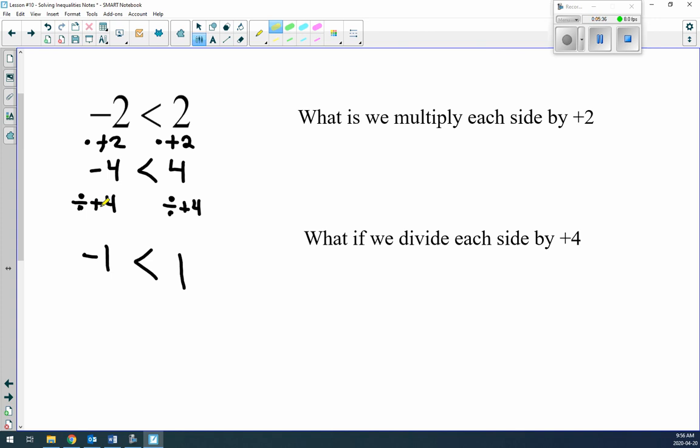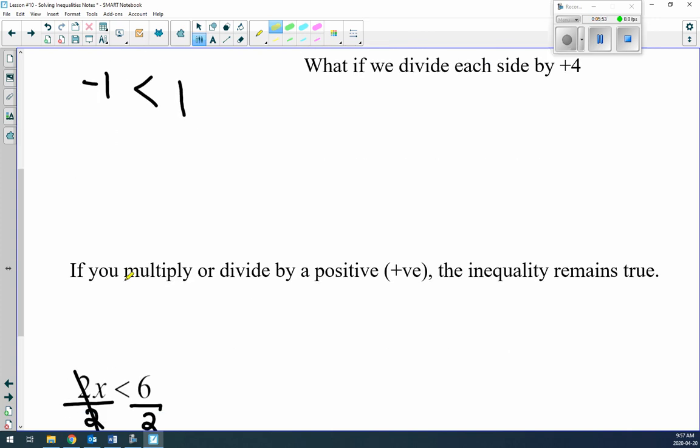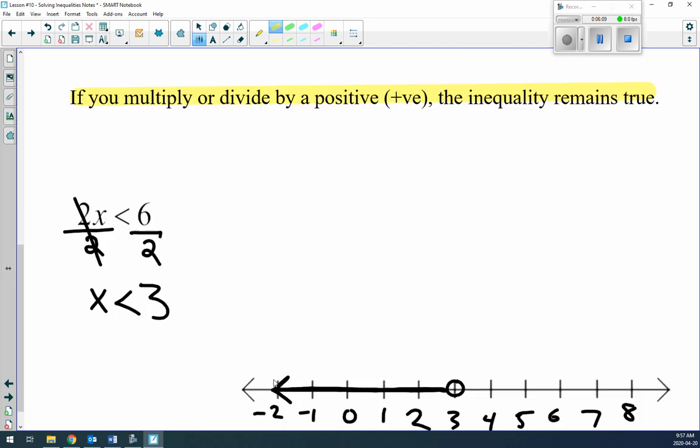Okay, now let's divide by +4 and divide by +4, both sides. So -4 divided by +4 is -1. And 4 divided by +4 is +1. Is that still true? Is -1 less than 1? Well, yes, it is. So here's the point being. If you multiply or divide by a positive number, the inequality remains true. So if you multiply by +2 or divide by +2, if you multiply by +1/2 or divide by +1/2, the inequality stays true.